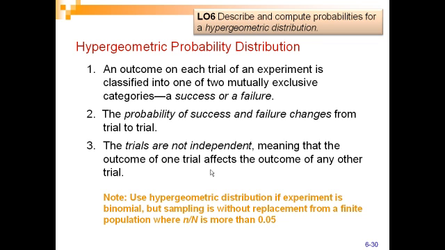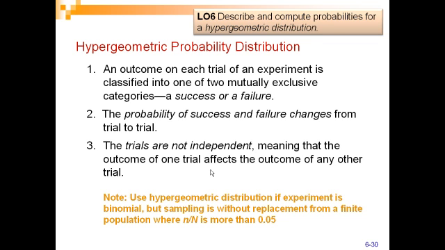Because the probability of success does not remain the same from trial to trial when sampling is from a relatively small population without replacement, the binomial distribution should not be used. Instead, the hypergeometric distribution is applied. Therefore, if a sample is selected from a finite population without replacement, and if the size of the sample n is more than 5% of the size of the population N, then the hypergeometric distribution is used to determine the probability of a specified number of successes or failures.